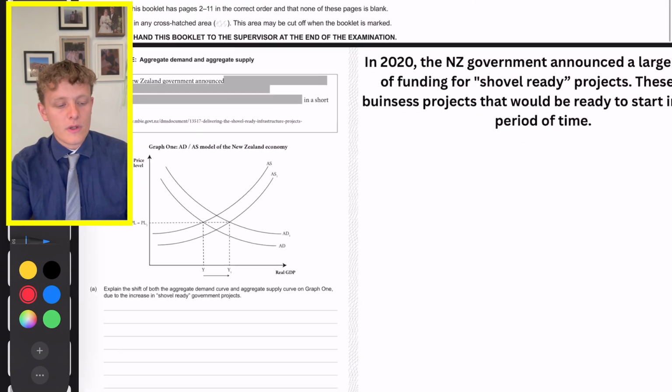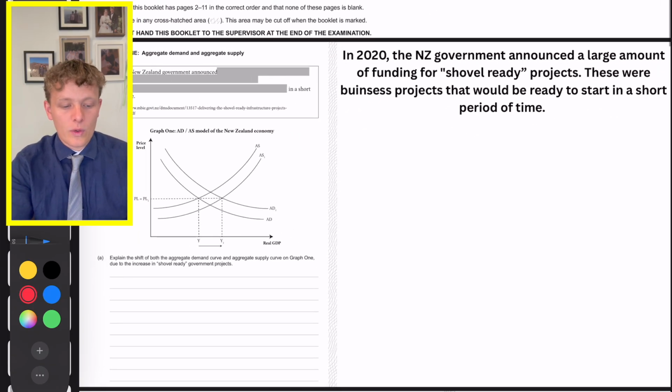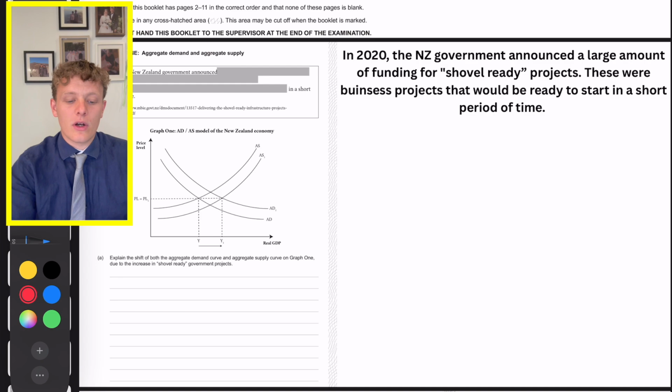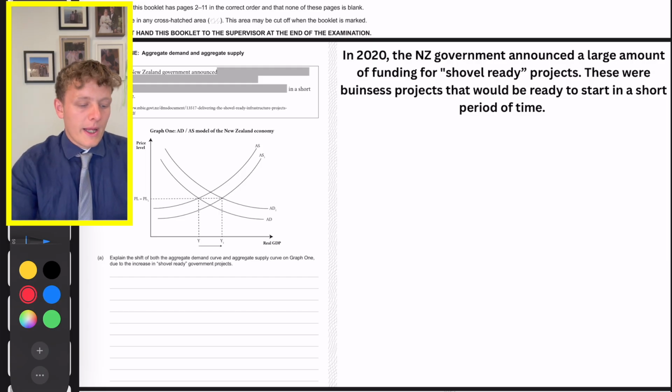So question 1, and I've just unredacted this part here, paraphrased it. In 2020, the New Zealand government announced a large amount of funding for shovel-ready projects. These were business projects that would be ready to start in a short period of time, so they're ready to go, shovel-ready. Explain both the shift in aggregate demand and aggregate supply in graph 1, due to the increase in shovel-ready projects.